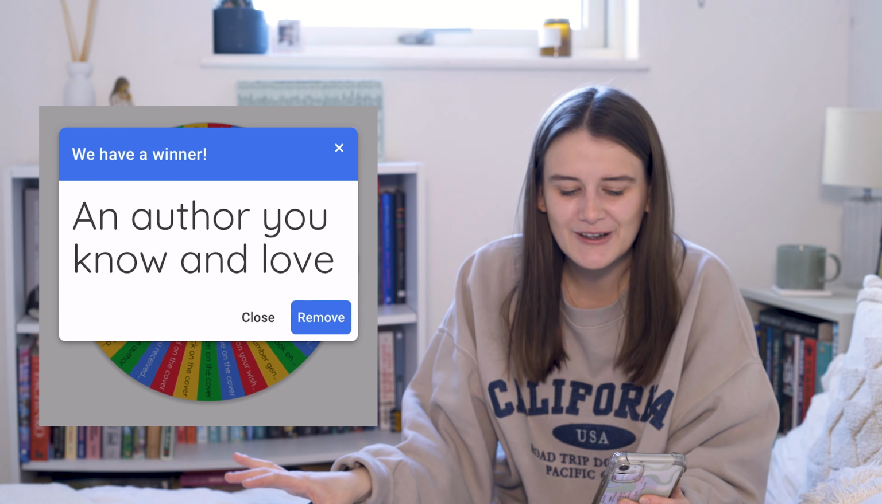I wrote this prompt with someone in mind because they've got a big backlist that I've been working my way through that I want to get to. So I'm happy with this one. This worked out well. I'm going to read Anxious People by Fredrik Backman.